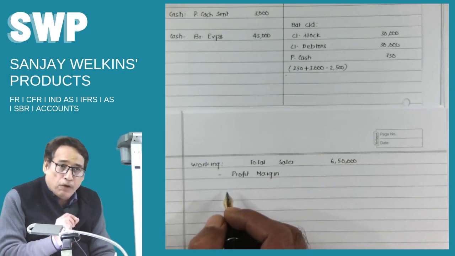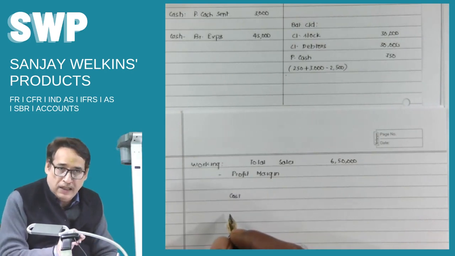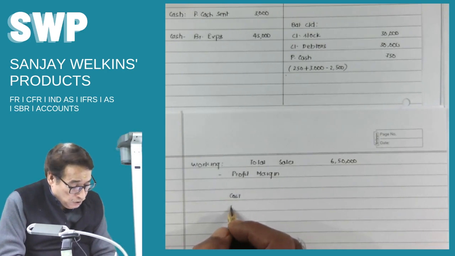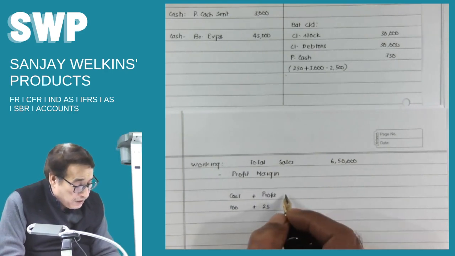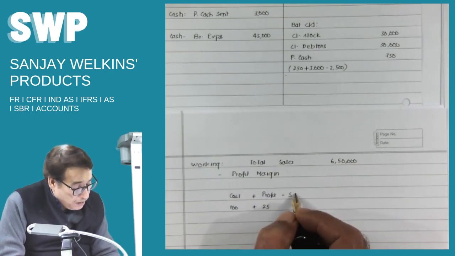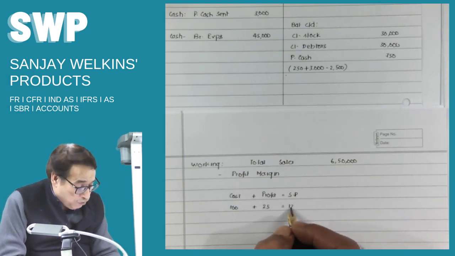So we say the rate of profit is on cost. If the rate of profit is on cost, always presume cost to be 100. If the rate of profit is on sales, always presume sales as 100, correct? So the rate of profit is on cost, I will presume cost as 100, and profit is 25. So if cost is 100, the branch is selling it at a profit of 25, that means selling price is 125.